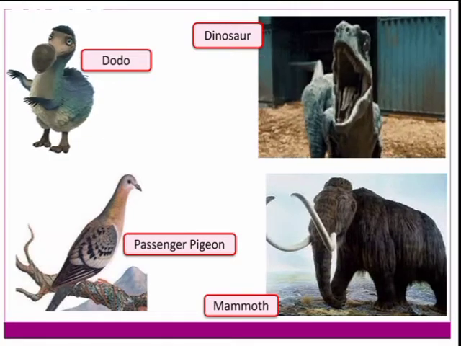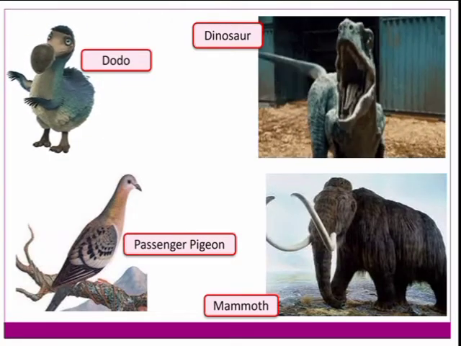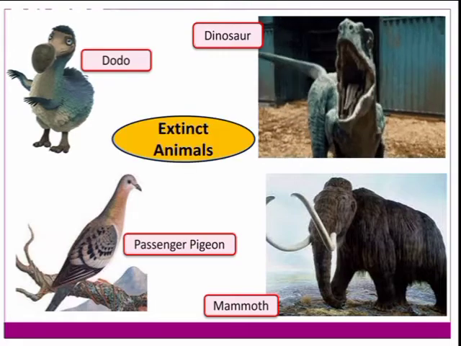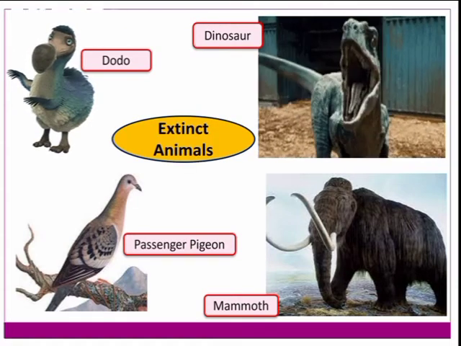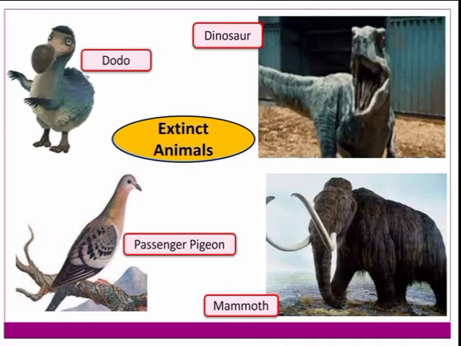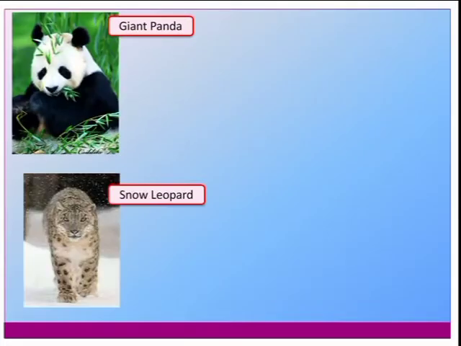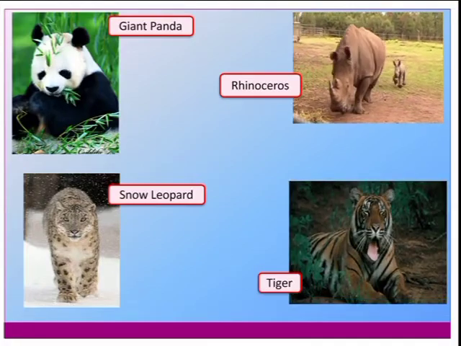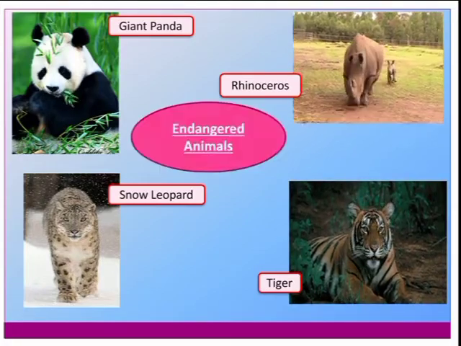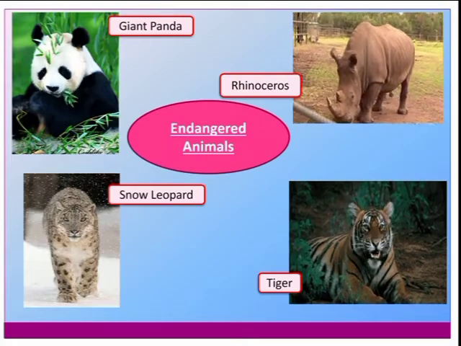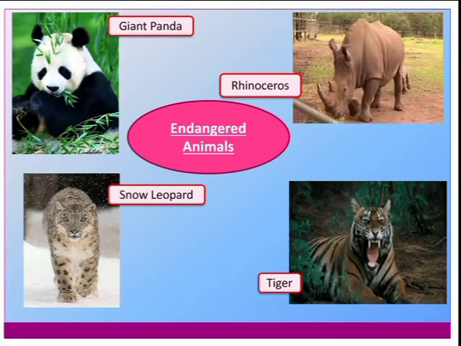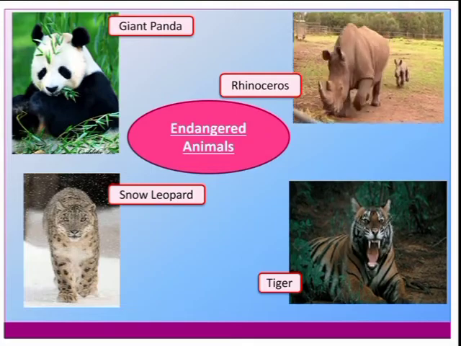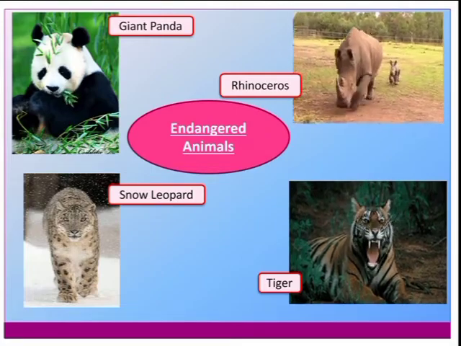Children, do you know that these animals are listed as extinct animals? And this is because they no longer exist on our planet Earth. Next, we have giant panda, snow leopard, followed by rhinoceros and tiger. And these animals are enlisted as endangered animals because their lives are in danger. And if we are not going to save them, they will also become extinct one day.